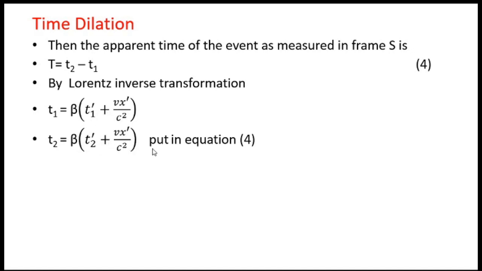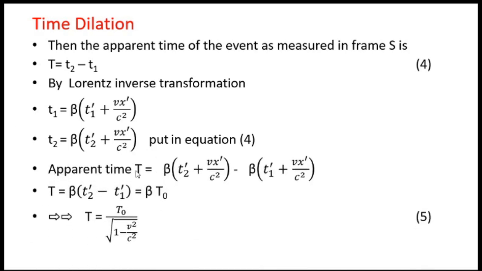If we put these in equation 4, then we get the apparent time t is equal to beta times (t2 dash plus vx dash upon c square) minus beta times (t1 dash plus vx dash upon c square). This plus vx dash upon c square gets cancelled with this minus vx dash upon c square. So apparent time t is equal to beta times (t2 dash minus t1 dash). And remember that in the second case, this t2 dash minus t1 dash gives the proper time t0. So finally we can conclude that the apparent time t is equal to t0 upon under root of 1 minus v square upon c square. In the second case, and this is our equation 5.